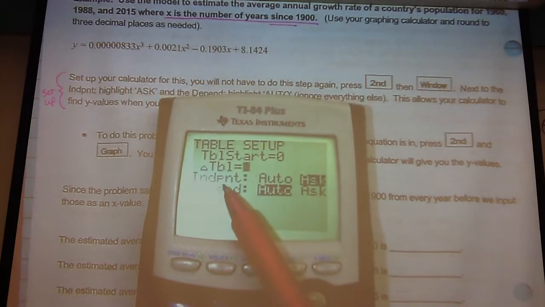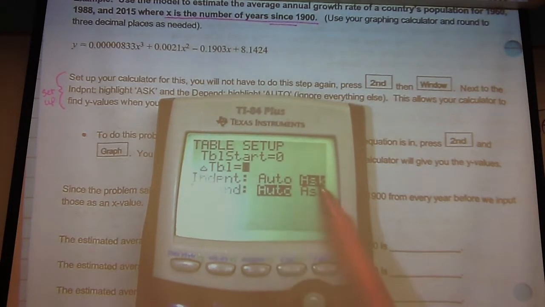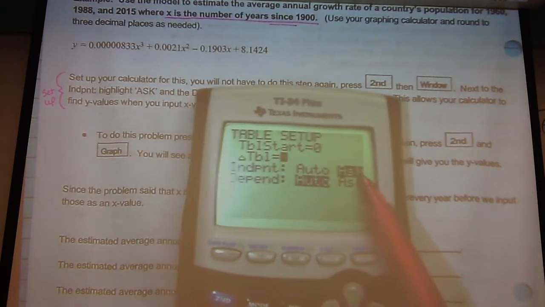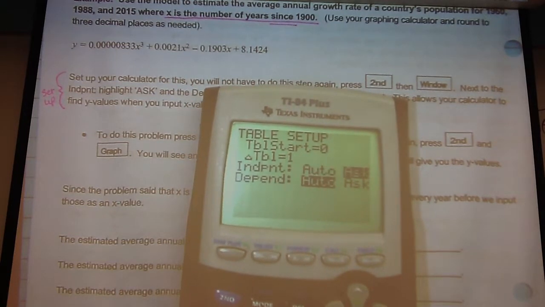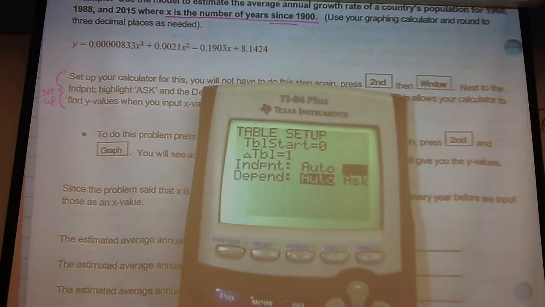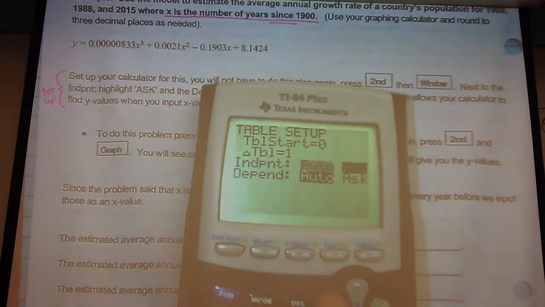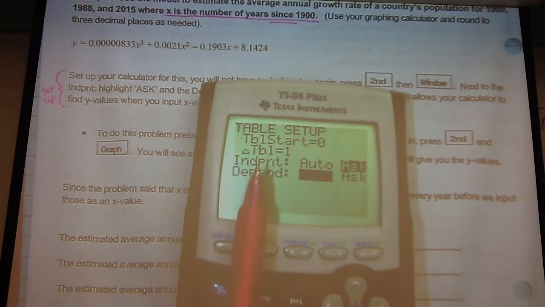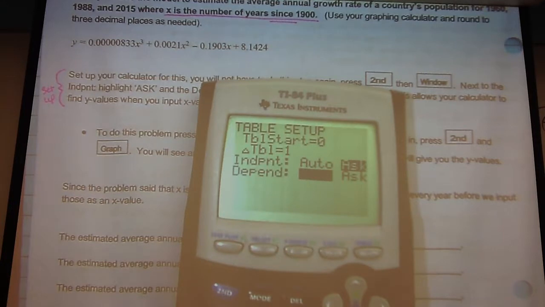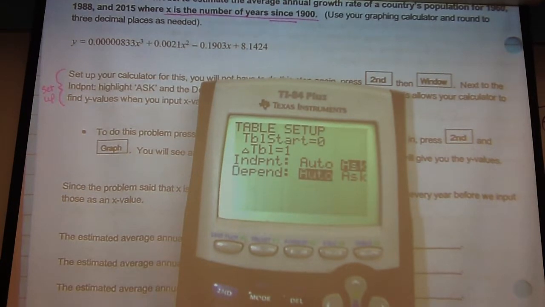Make sure next to independent, it says ask, and next to dependent it says auto. If either one of those is not happening, use your arrow keys to get to the correct word and press enter to highlight it. Ignore everything else. All I care about is independent says ask and dependent says auto. Give me a thumbs up when your calculator's set up.